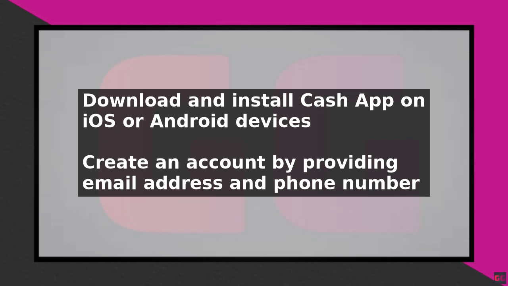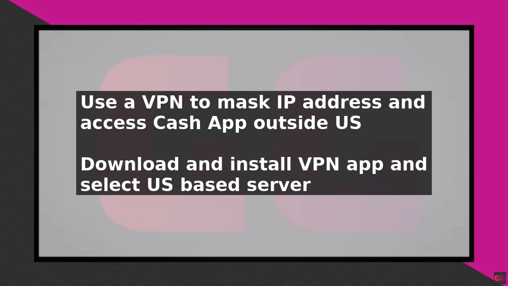To set up a VPN, you will need to download and install a VPN app on your device. There are many VPN options available, both free and paid. Once installed, you will need to select a US-based server to connect to. Once you have set up your VPN, you can open the Cash App and log into your account. You will then be able to send and receive money, as well as access other features of the app.